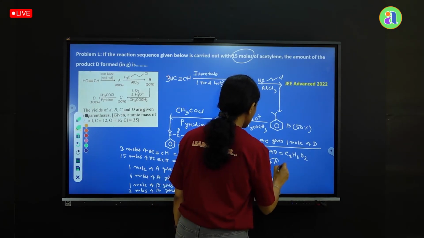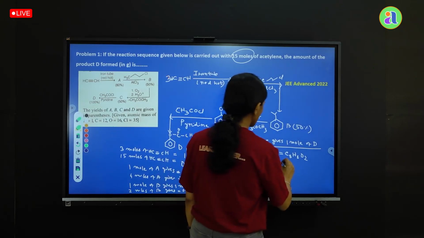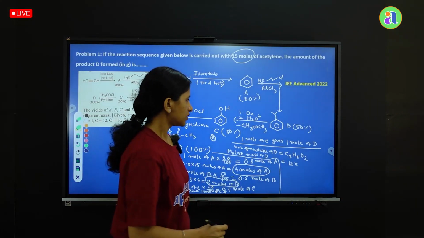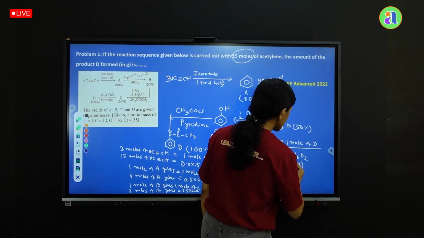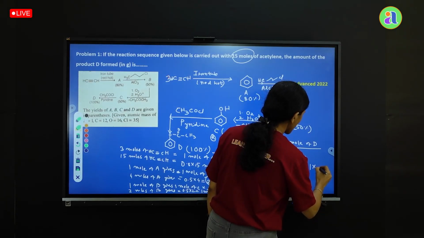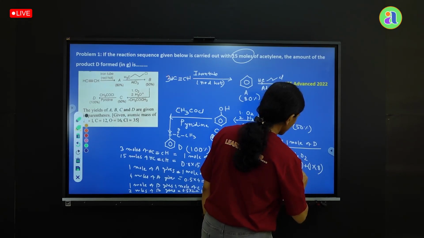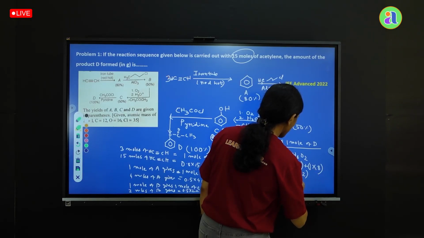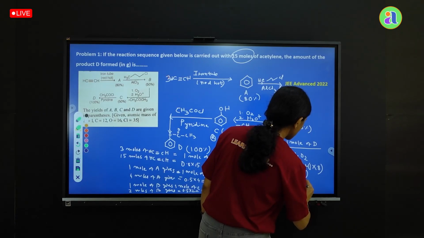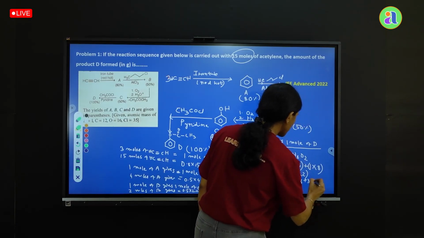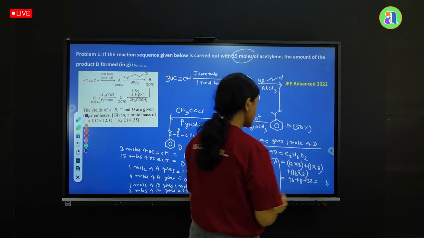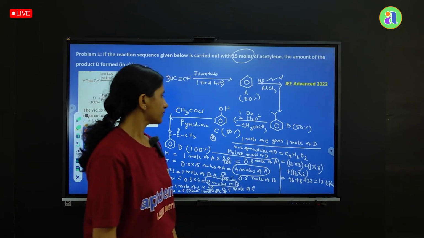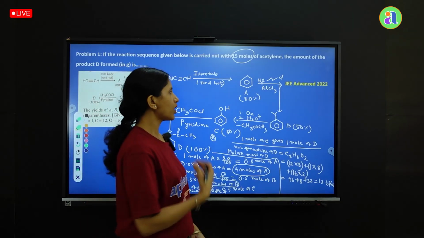So let me just box it out, right? The atomic mass of carbon is 12, we have 8 carbon atoms here, plus atomic mass of one hydrogen is 1, we have 8 hydrogen here. And atomic mass of oxygen is 16, we have 2 oxygen atoms here. So 96 plus 8 plus 32, if you calculate, you will come out as 136 gram per mole. So we have the number of moles and we have the molar mass of D.